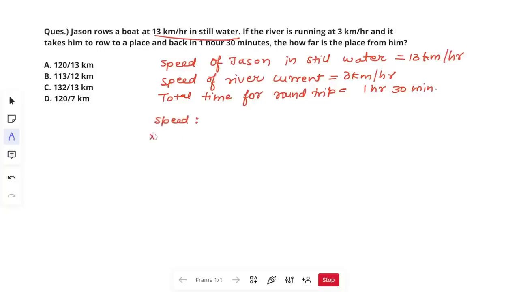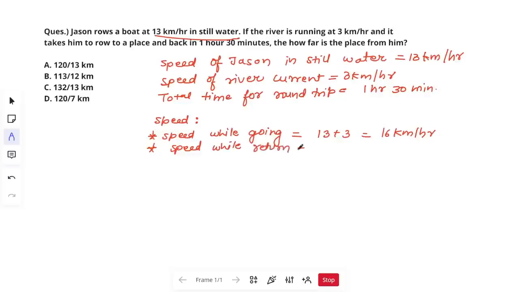First is the speed while going, which is also called downstream. That is 13 plus 3 kilometers, which is going to be 16 km/h. And next is the speed while returning, which is also called upstream, which is 13 minus 3, which is going to be 10 km/h. Hope you have understood how we calculated.